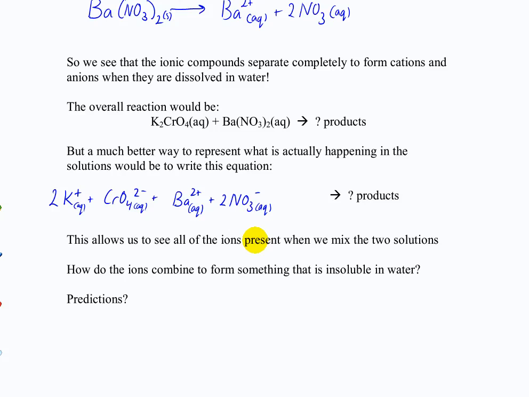Now, if this is a precipitation reaction, which it is, what we need to know is how these ions possibly combine to form something that is insoluble in water. Any predictions? The plus and minus that are equal to each other would combine. So you get potassium nitrate and barium chromate. Okay, it's a good prediction. Do you think both of those will be insoluble or just one? Any ideas?